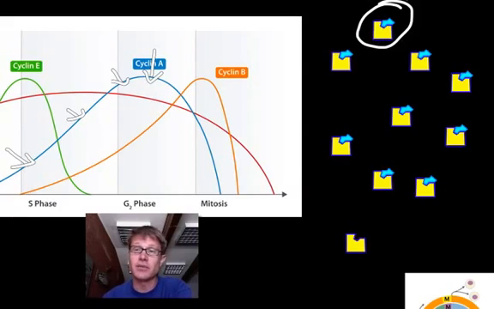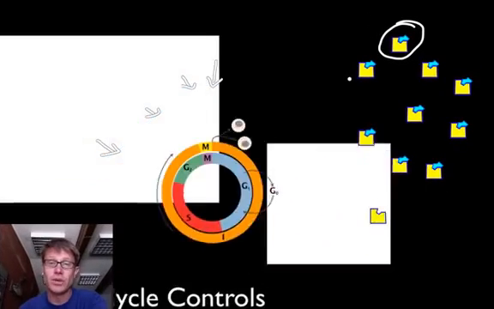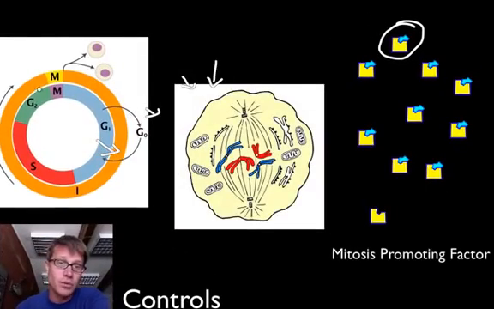So now you can think of it like we've mustered this army, and now the army is ready to do something. And so what does it do? Well, we're right here, so we're just about to enter into the M phase. We're just about to do mitosis. And so what these cyclin-dependent kinases do is they act on the cell itself.